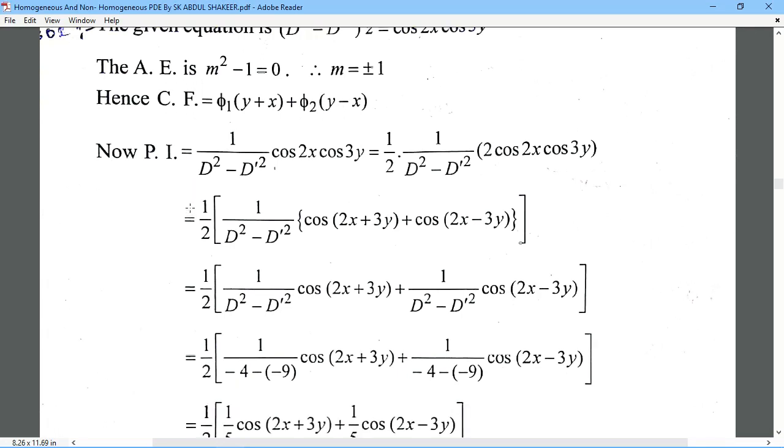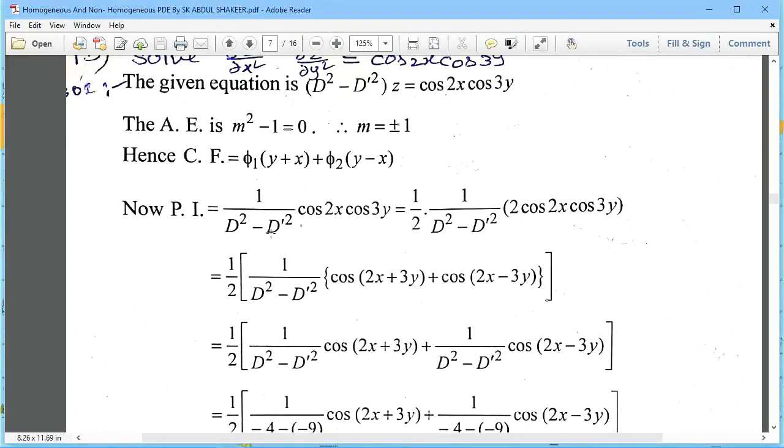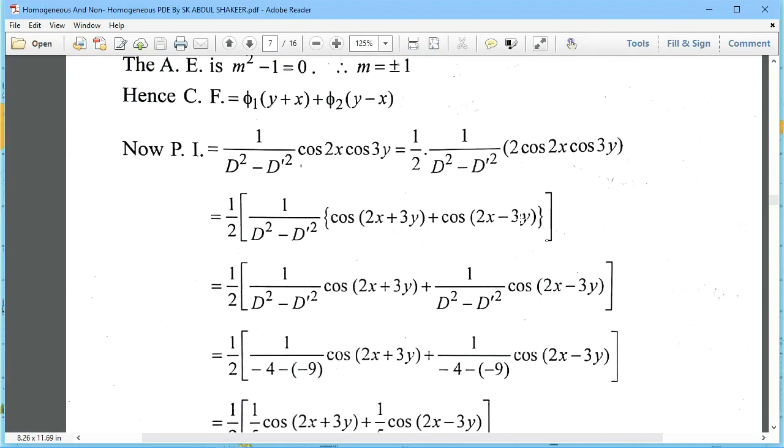Now the particular integral, that is 1 by f of d d dash, function f of x comma y, that is PI equal to 1 by d square minus d dash square cos 2x into cos 3y. Here cos 2x into cos 3y is a product of two trigonometric functions. To get a linear function, we have to multiply with 2 and divide with 2, so that we will have a formula, that is 2 cos a cos b is cos of a plus b plus cos of a minus b.